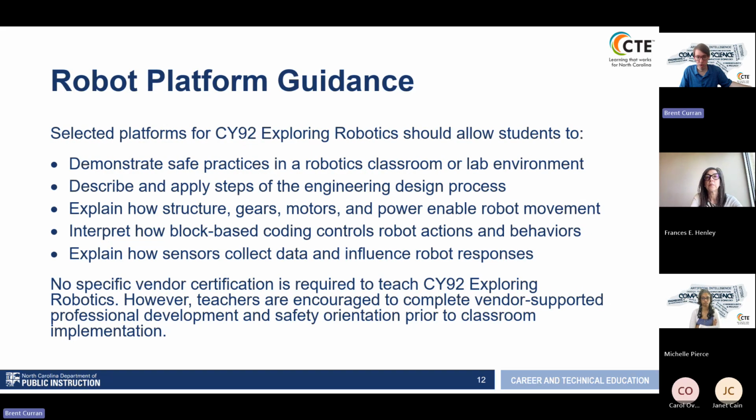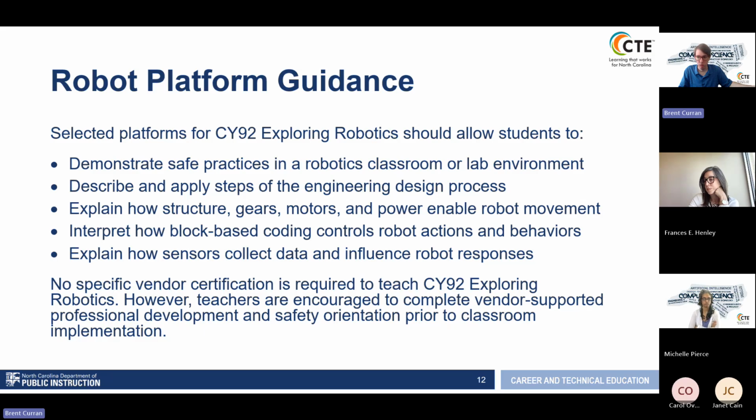So, robotic platform guidance. The next few slides, I've copy and pasted some of the stuff from the guide, so we don't have to pull up the Word document and scroll through it. But we give you some general guidance. Basically, you need to pick a system that can demonstrate safe practices within the robotics classroom or the lab that the teacher is teaching in. They need to be able to apply steps of the engineering design process. So you want a robotic system where they can build things and add on parts to it. It needs to have some sort of structure such as gears, motors, and power.